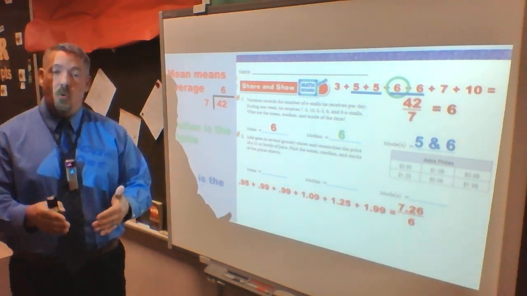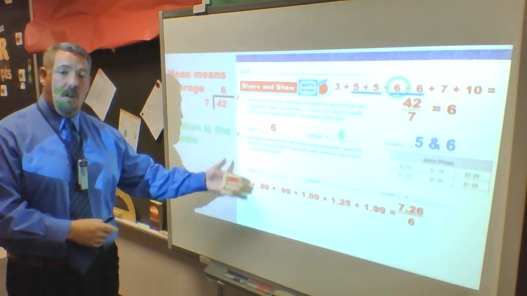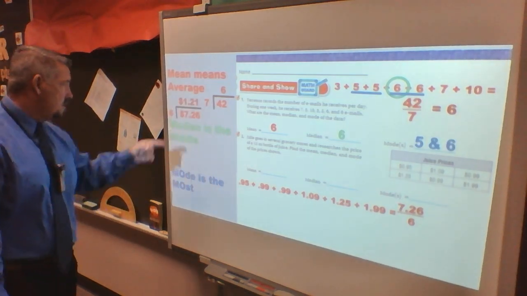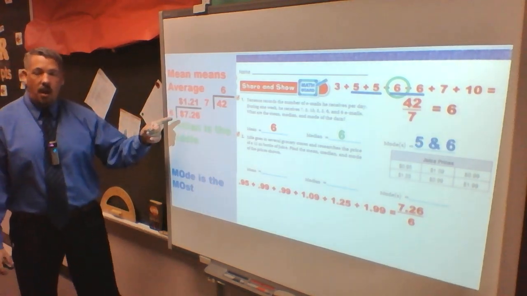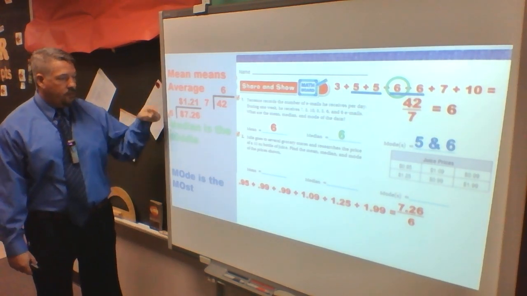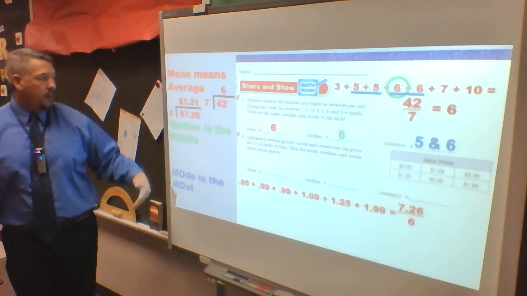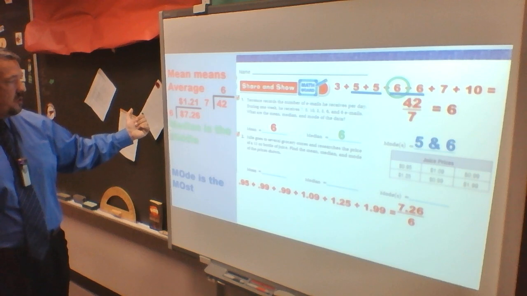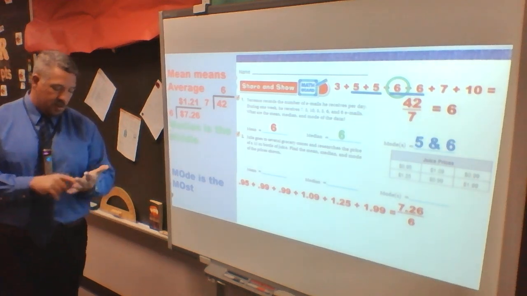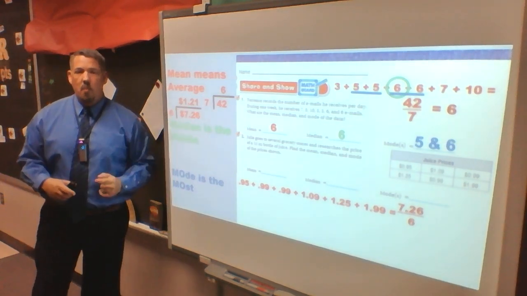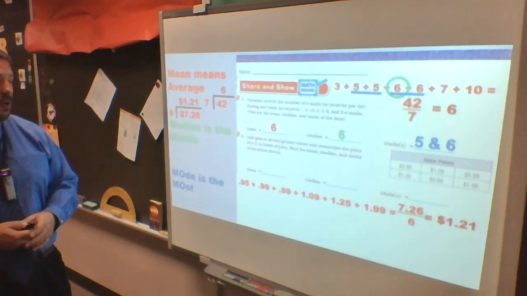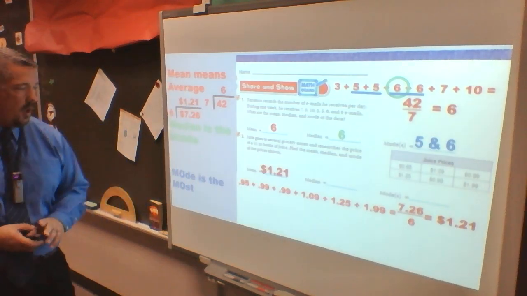When I take my $7.26, then I have to divide by how many are there to get my mean. Because mean means average. And $7.26 divided by 6, anytime I have a decimal, once again, I raise the decimal directly where it is. Then I divide by the 6. 6 goes into 7 one time with 1 left over. 6 goes into 12 2 times with 0 left over. 6 goes into 6 one time. Or my handy-dandy calculator, 7.26 divided by 6 equals, and it will show me 1.21. So my mean, or my average, is $1.21. I plug it into my answer line.